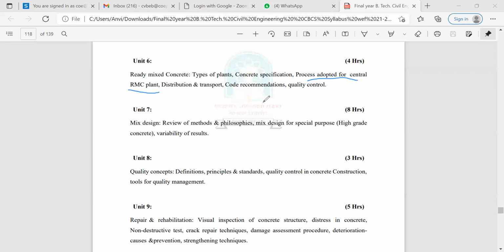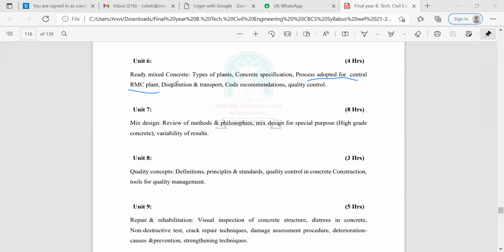So such automatic RMC plants are there, and generally nowadays in major cities the concrete is taken from the RMC plant. In Pandharpur also there are two RMC plants. Many of the sites are now taking the concrete from RMC plants. So RMC plant is now very important, because on site there is no making of concrete. Only you have to order the concrete, and it will come from a nearby RMC plant to your site.